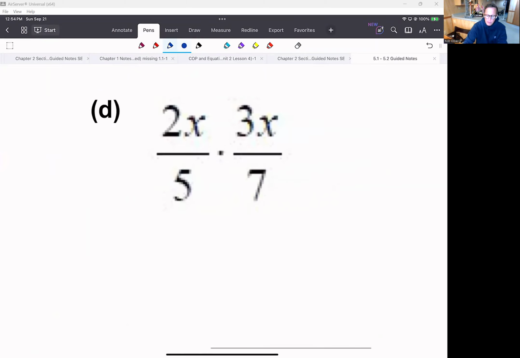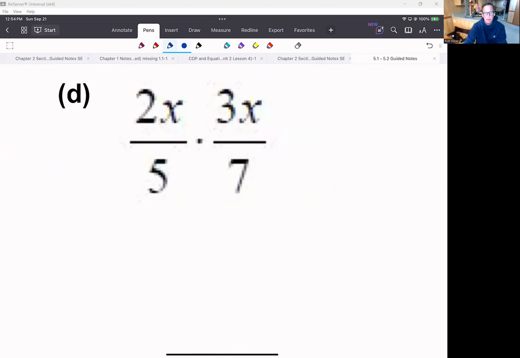All right, we got some algebra kind of mixed in on this example here. If we look at the diagonal relationships between the numbers, I don't see anything right here. Those don't have any common factors. 2x and 7 don't have any common factors. So we could just multiply left to right here.